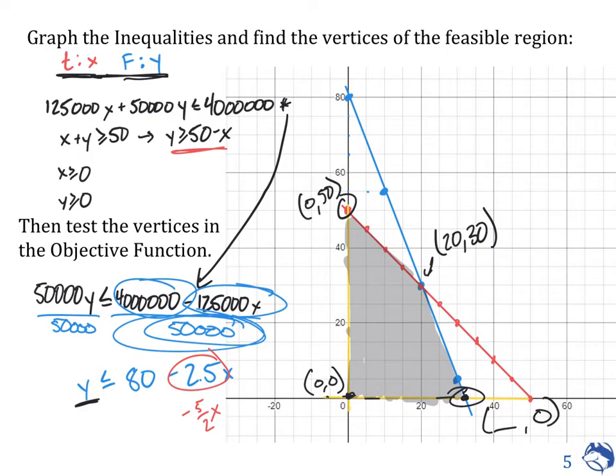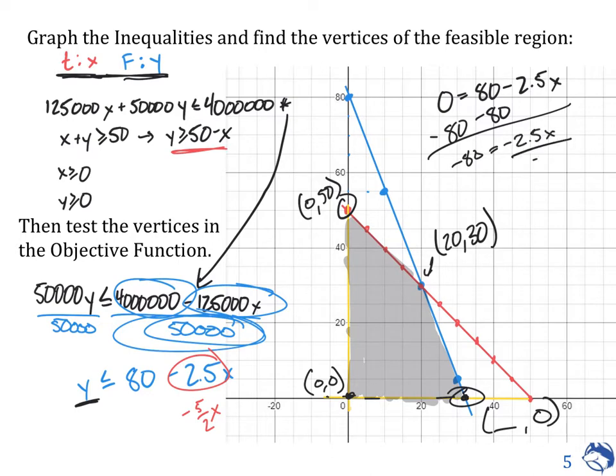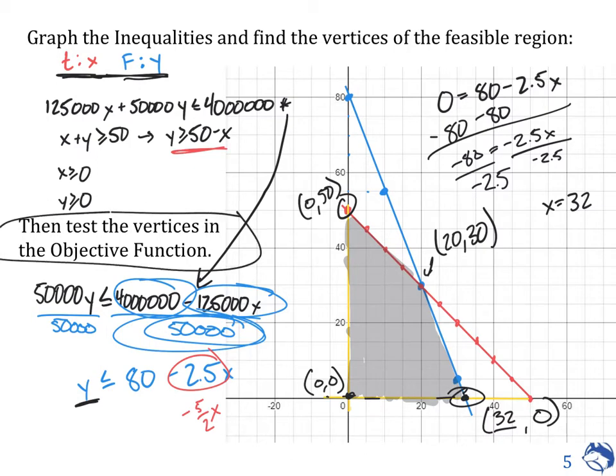So then I can put in 0 equals 80 minus 2.5x. So this is a quick two-step equation. And negative 80 divided by negative 2.5 is x is 32. Okay, so this is the point 32, 0. Now I can go back to this spot and test the vertices of my feasible region in the objective function.